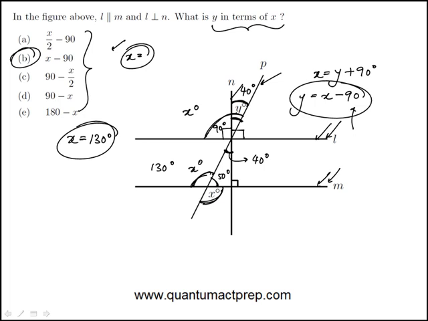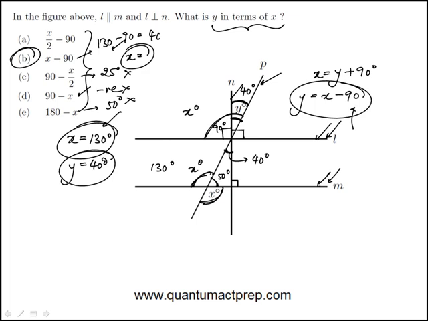So we know that when X is 130, Y is 40, and then you just have to replace these values of X in here. So that would give us 50, that would give us a negative, so that's out. That would give us 130 over 2 is 65, so that's 25, that's also out. And then finally this one, which we know is the correct answer, is 130 minus 90, which is indeed 40. So either way, the answer is B.